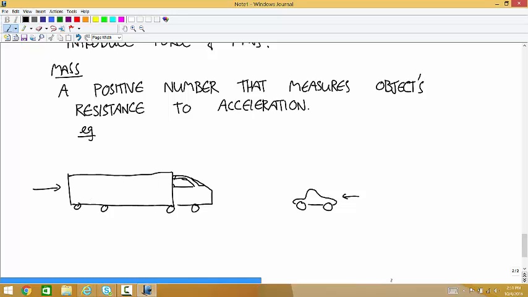So the truck is going to slow down a little from this collision. The smart car is going to turn all the way backwards. It's going to accelerate all the way back into the other direction. Okay?